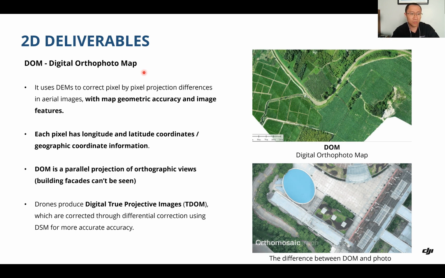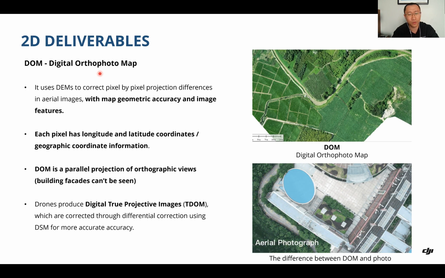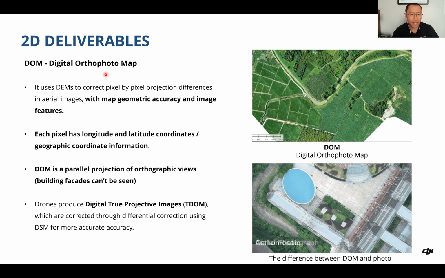Next result is the DOM. It refers to the digital orthophoto map. It uses DEMs to correct the pixel by pixel projection difference in aerial images, with map geometric accuracy and image features. Each pixel has longitude and latitude coordinates, all with geographic coordinate information. DOM is a parallel projection of orthographic views. It means the building facades cannot be seen.